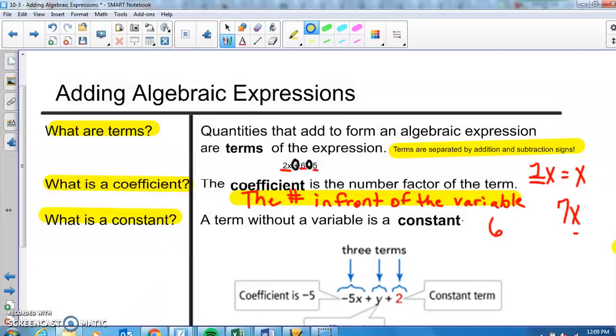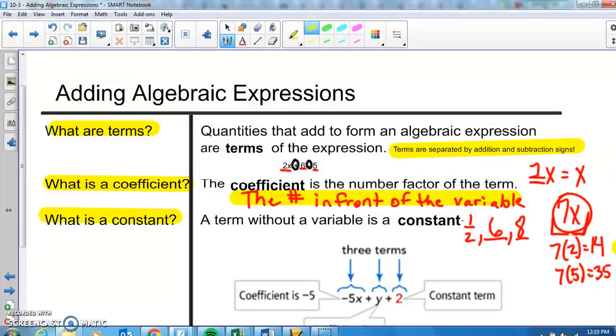The value of this right here is going to change based on the value of x. If x equals 2, the value of that term is 14 because 7 times 2 is 14. If x equals 5, the value of that term is 35 because 7 times 5 is 35. So the value of this term, because of that variable, changes based on what the value of that variable is. Whereas a constant such as 6 is always 6. 8's always 8. 1/2 is always 1/2. So a number without a variable is called a constant.